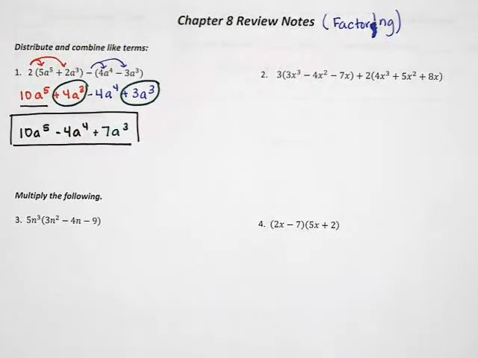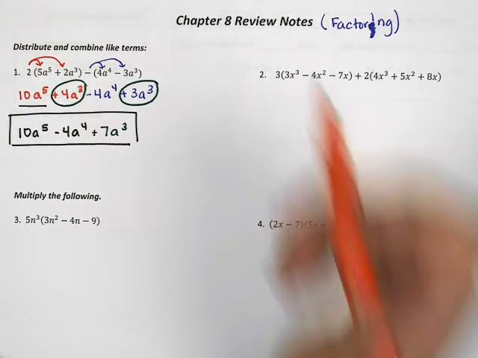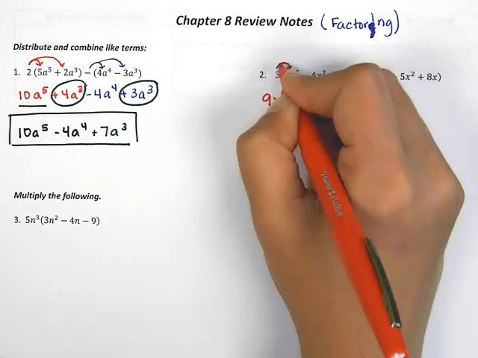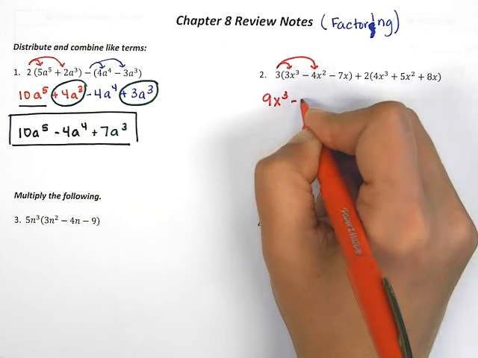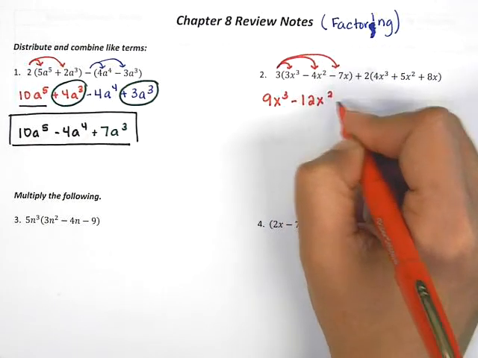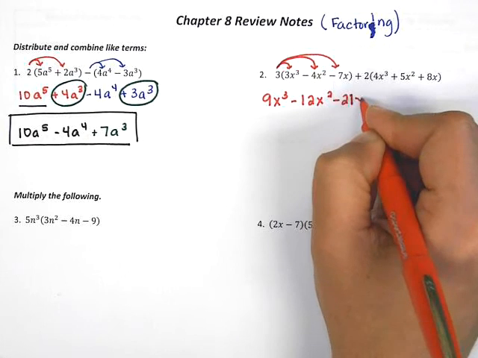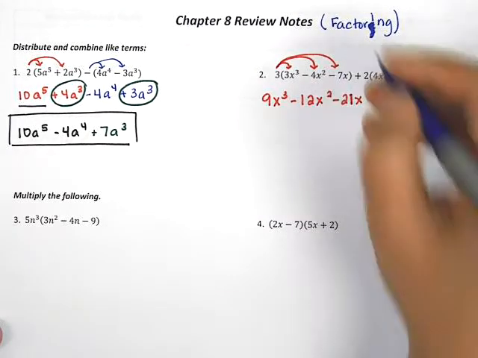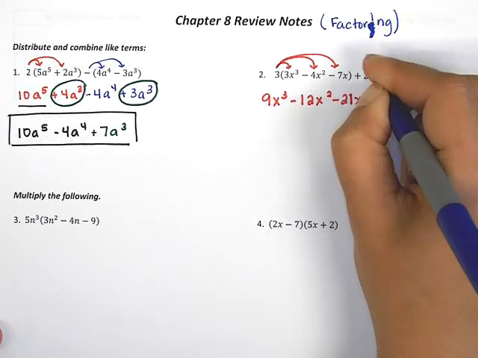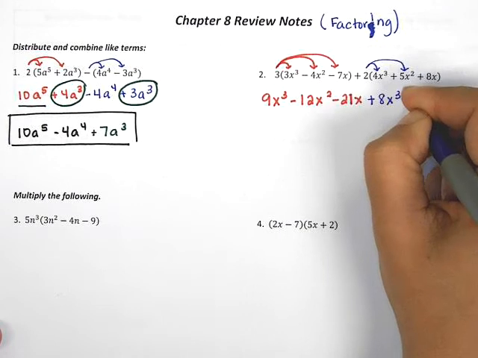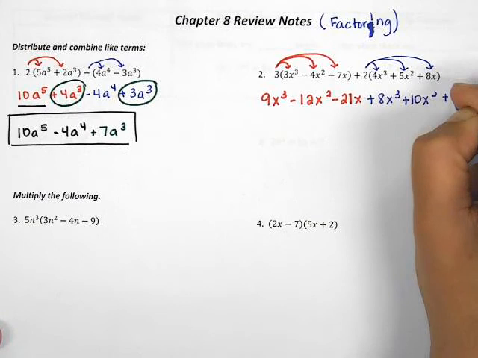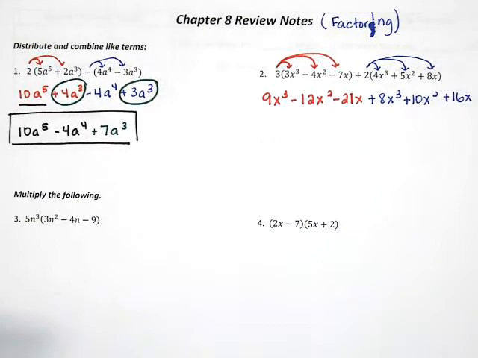Another example would be problem 2. So again, I'm going to distribute. So 3 times 3x cubed is 9x cubed. 3 times negative 4x squared is negative 12x squared. And 3 times negative 7x is negative 21x. Then I'm also going to distribute 2 times 4x cubed is 8x cubed. 2 times 5x squared is 10x squared. And 2 times 8x is plus 16x.